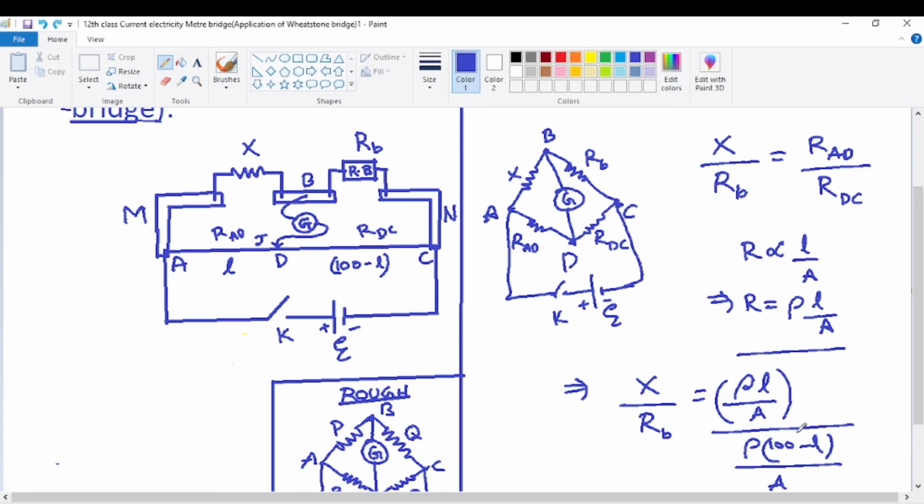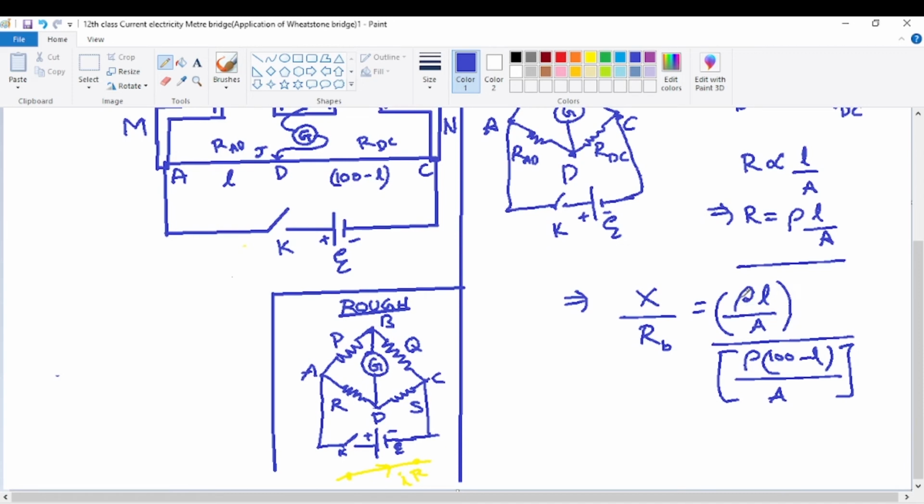Nowhere is any complication there. So this rho into (100 minus L) by L, just put it in square brackets. The reason is that small brackets are already used for enclosing the 100 minus L expression here. So now this is rho L by A, and this is rho into (100 minus L) by A.